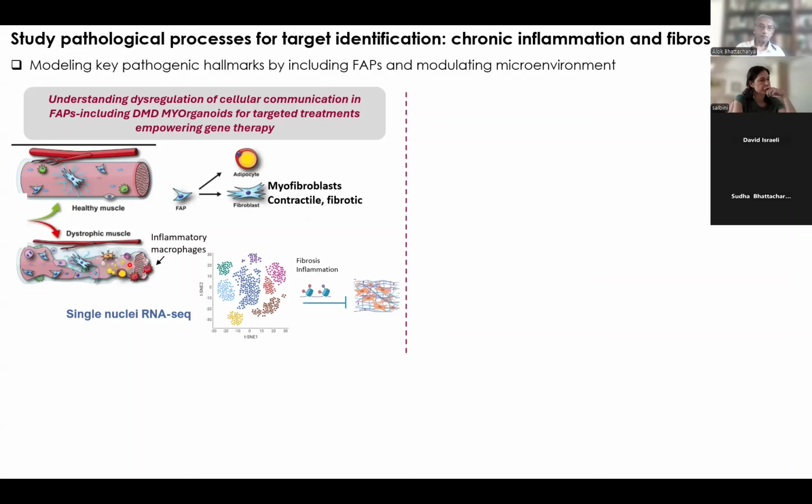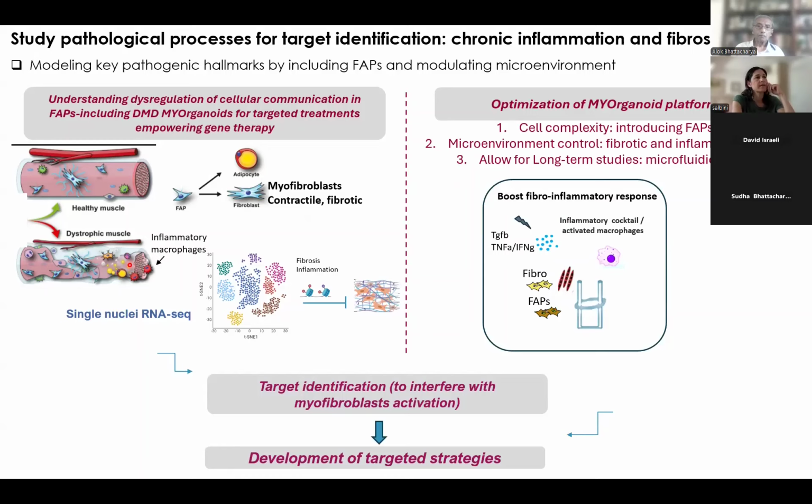And so we want to understand how the dysregulation in cellular communication can lead to these pathogenic states, and for that we will perform single nuclear RNA-seq. So basically, we act on different levels: the cell complexity, introducing FAPs, and the microenvironmental control, because we can modulate the response of the cells by extracellular cues, for example, by fibrotic or inflammatory cocktails. And of course, for long-term studies, other systems, including microfluidics, could be beneficial, because one limitation of this system is that it cannot be kept for very, very long. So for long-term studies, of course, more state-of-the-art technologies are also needed.